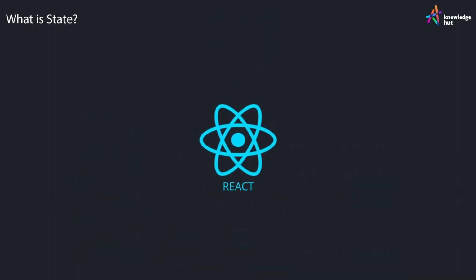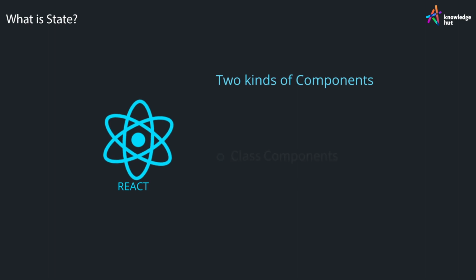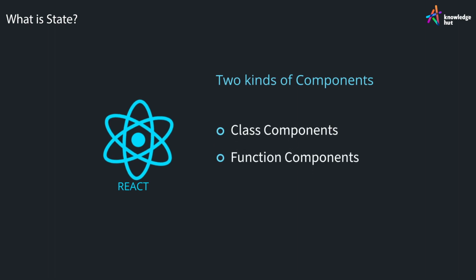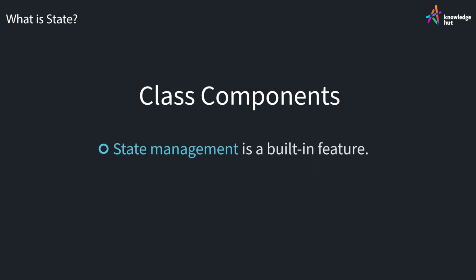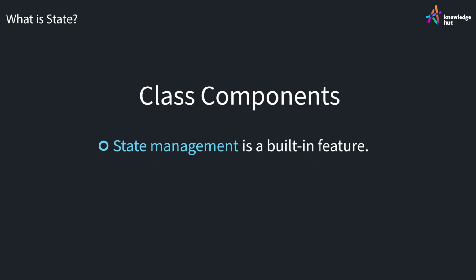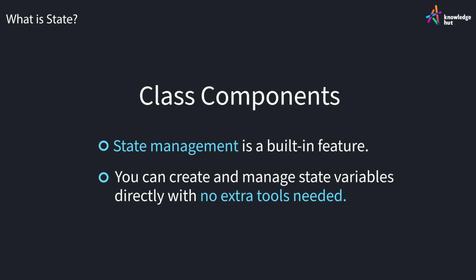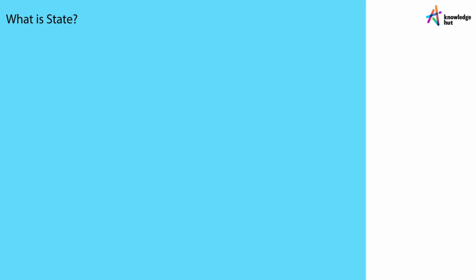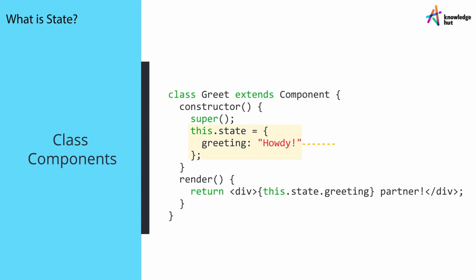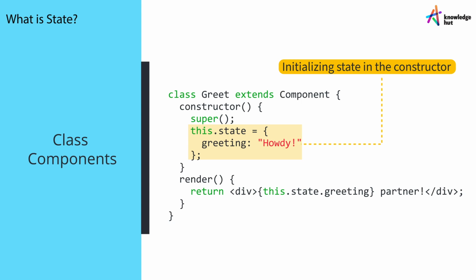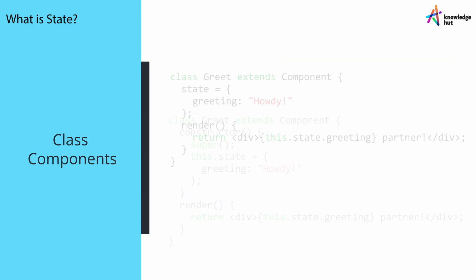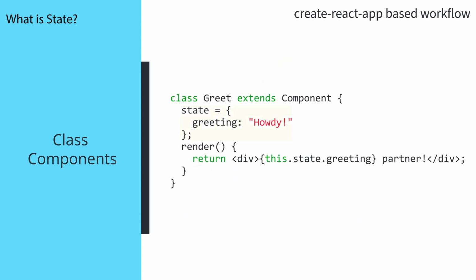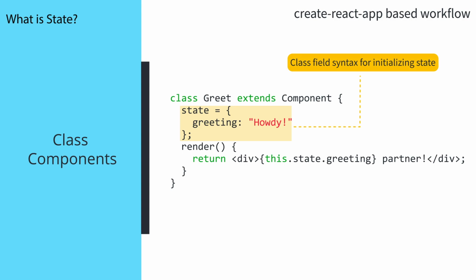React, as you know by now, provides us with two kinds of components: class components and function components. When using class components, state management is a built-in feature. This means you can create and manage state variables directly within the class component with no extra tools needed. The first thing that one needs to do is declare and initialize state properties. This can be done either in the constructor method of the class component, or if you're using the create React app based workflow, you can declare your state object using the class field declaration syntax as seen here.